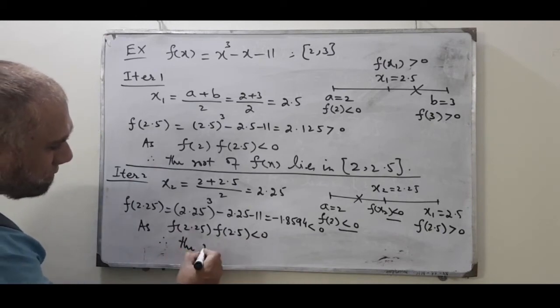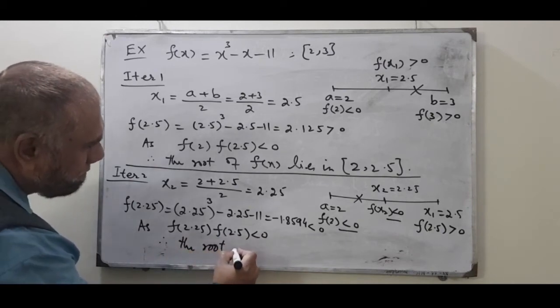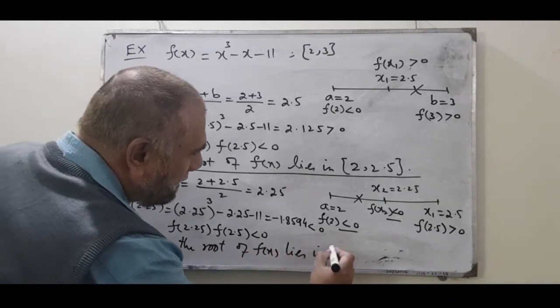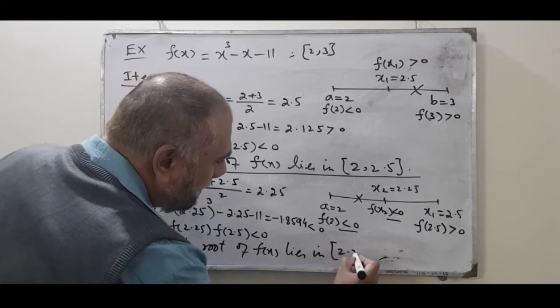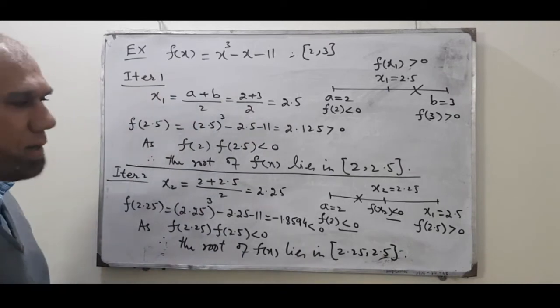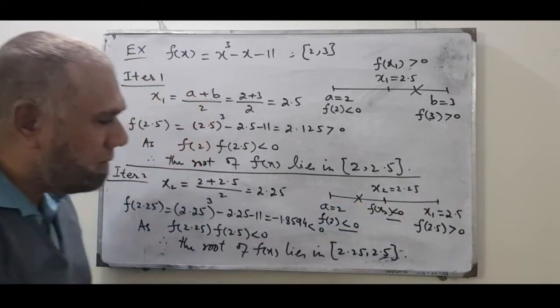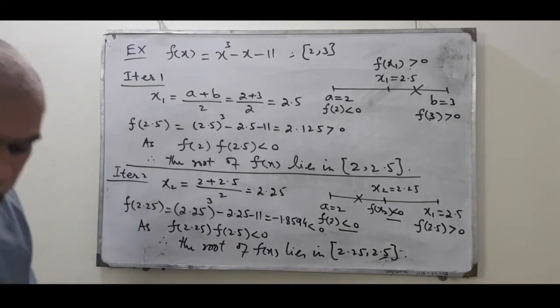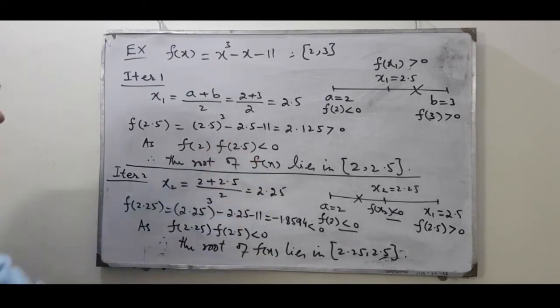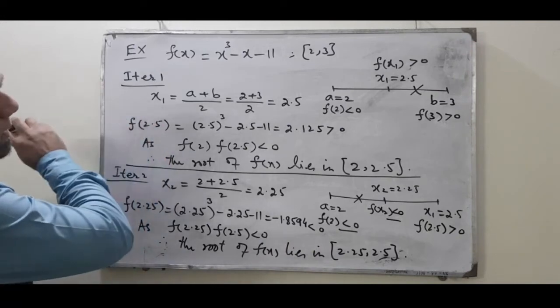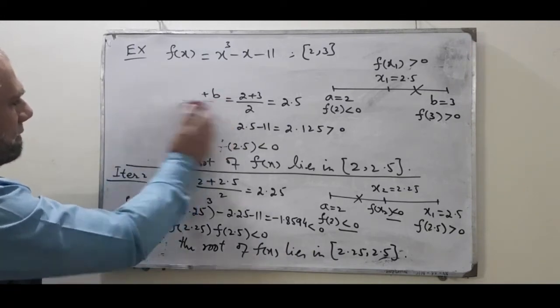Therefore, the root of the function f of x lies in the new domain. The new domain is from 2.25 to 2.5. You have to keep the order of the numbers as they are appearing in the figure. So till here, this completes your second iteration. I hope after doing these two iterations, the idea should be clear in your mind how actually you proceed. I'll be doing a few more iterations for you. Let me erase all these from here.